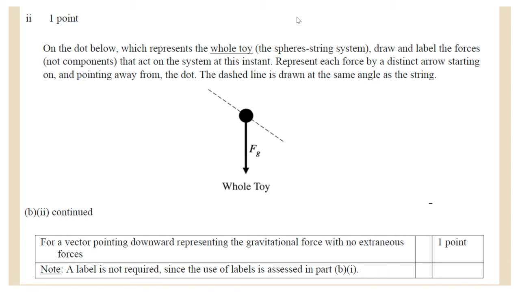Now, the scoring guide does say a label is not required since the use of labels is assessed in part B1, but follow the directions. If it tells you to draw and label the forces, draw and label the forces. Don't lose a point for something as silly as that.